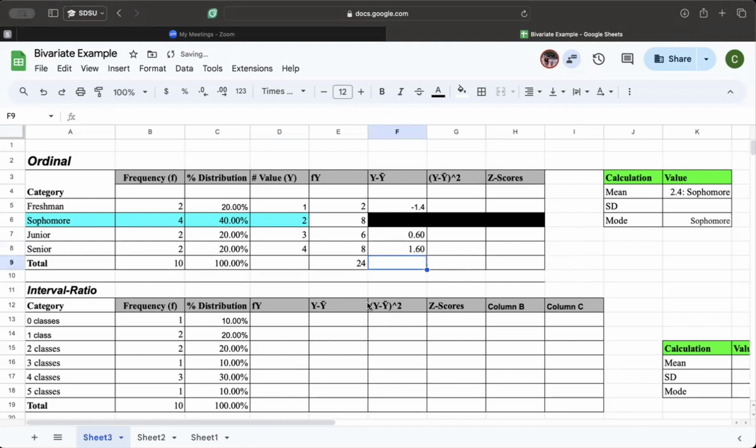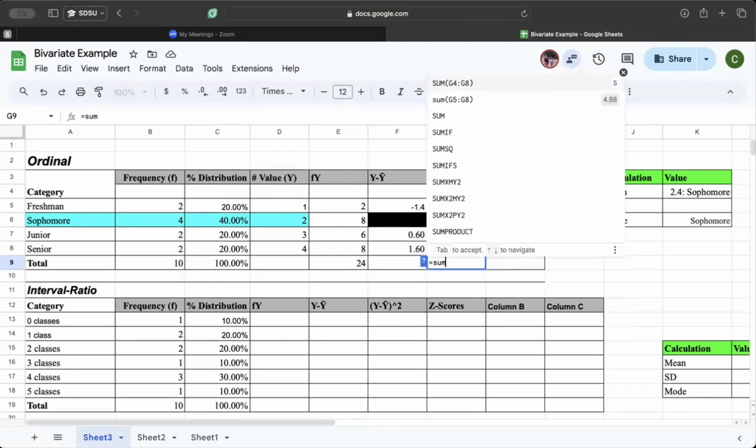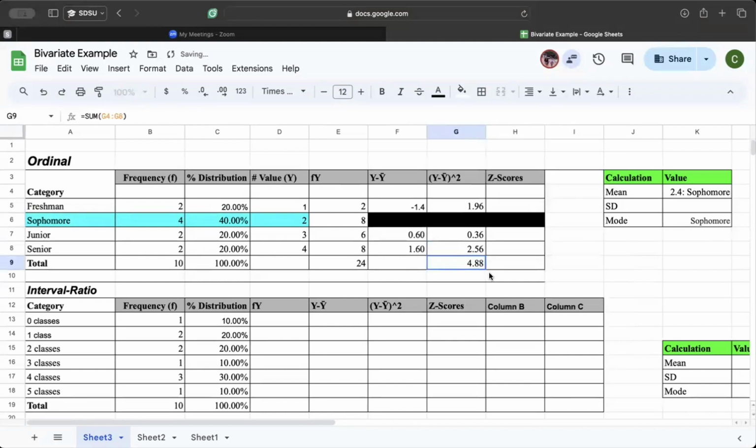Okay. Now I have to square each of those, right? So this is negative 1.4, shift 6 for the little caret. That squares that. And shift 6 for the caret. Now I need to add them all up because it's the sum of y minus my mean squared, which then is 4.88. What I need to do now is I need to go ahead and run the calculations.